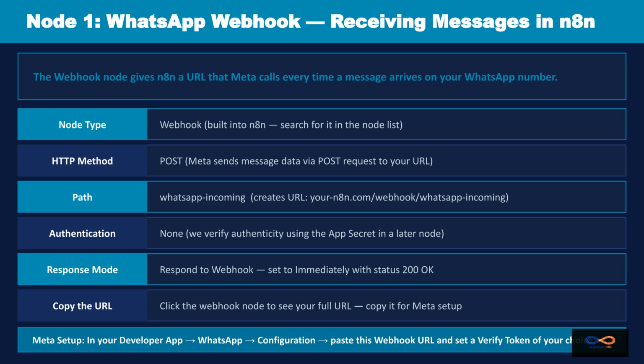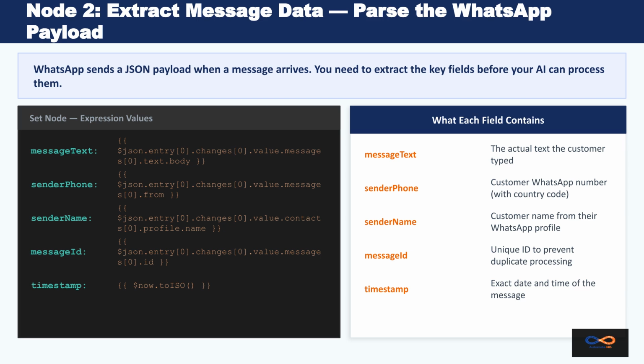Now, Node 2 extracts the key data from each message. When Meta sends a WhatsApp message to your webhook, it comes as a JSON object with a deeply nested structure. You need to extract 5 key pieces of data: the message text, the sender phone number, the sender name, the message ID, and the timestamp. Add a set node after your webhook and create these 5 variables using the expression shown. The message ID is particularly important because Meta sometimes sends duplicate webhook calls. You can use it to prevent processing the same message twice.